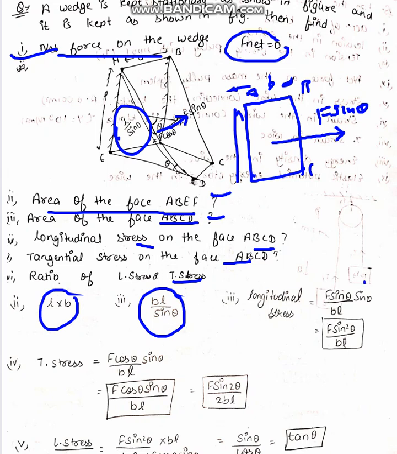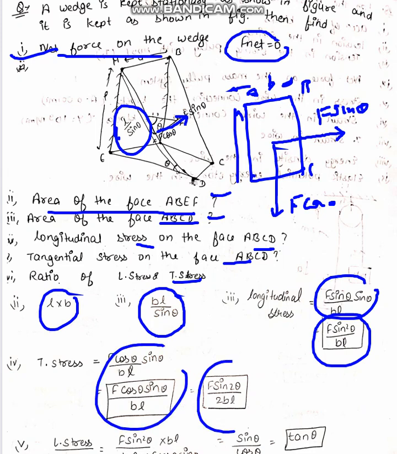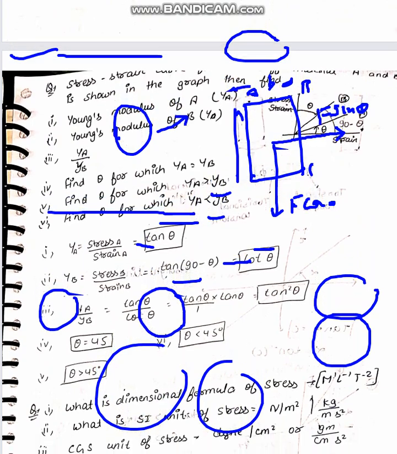So stress is force by area. After calculations, it comes out to be this. Then tangential stress, for that you need to take the tangential force, which is F cos theta. So using this we can find the tangential force. Then the ratio, you can simply take the ratio and it will come out to be 10.